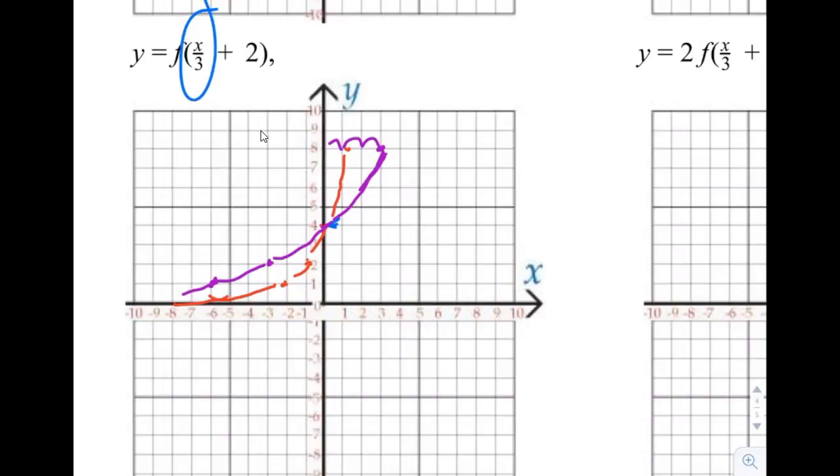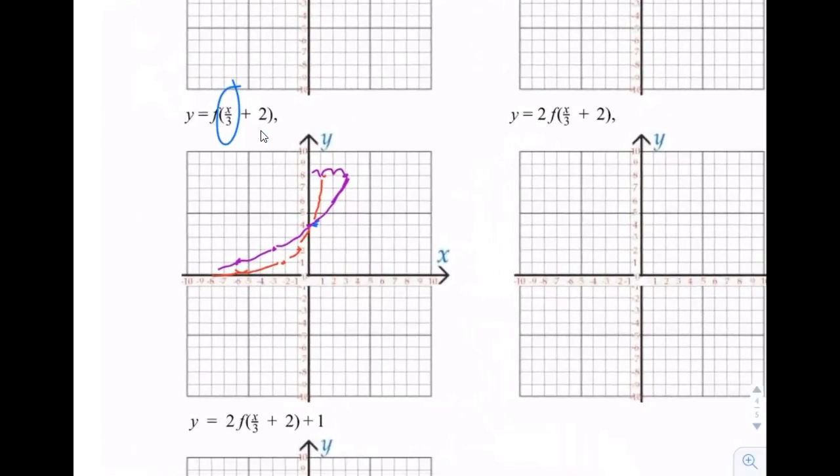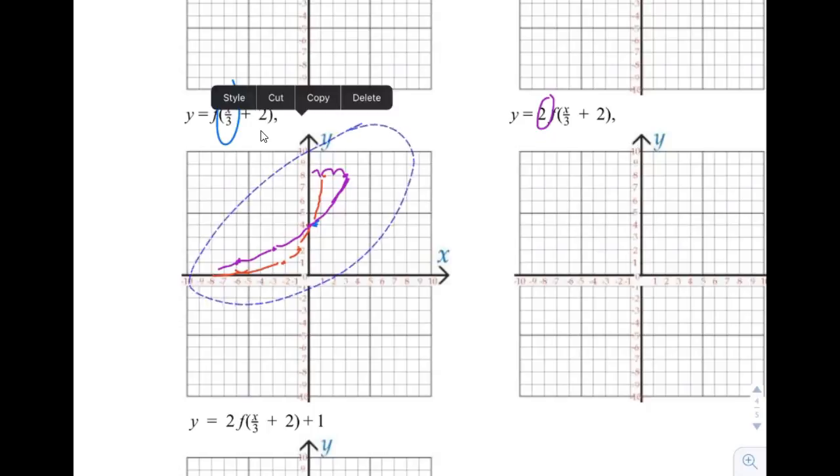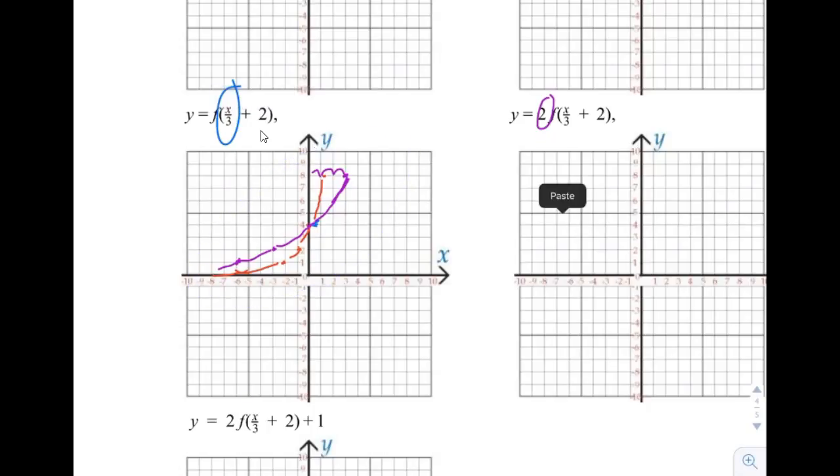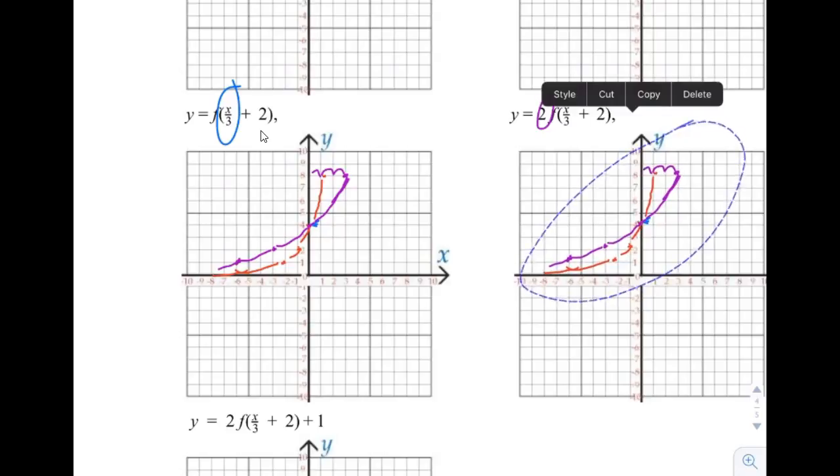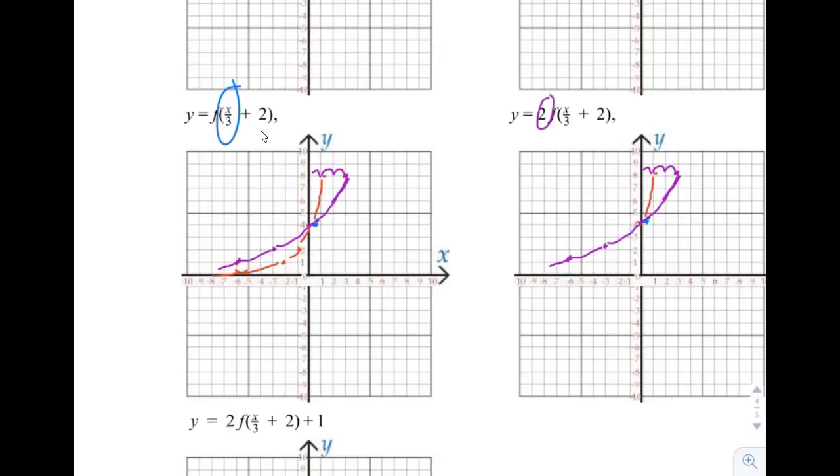Okay. Next step, we are going to multiply the whole function by 2, which means it's going to be a vertical stretch by a factor of 2. And I'm just going to put this here. Okay, and then I'm going to try to erase the red one. Okay, all right, that's pretty good.